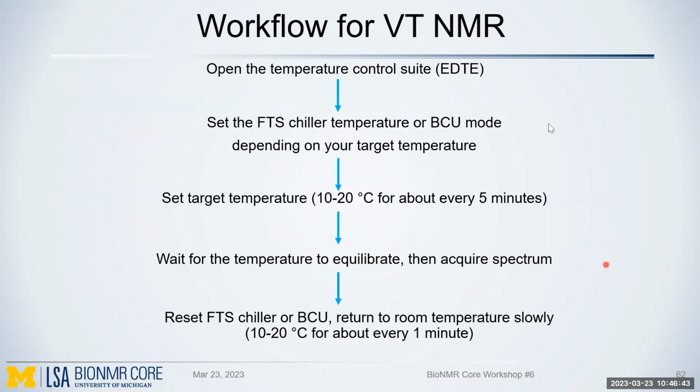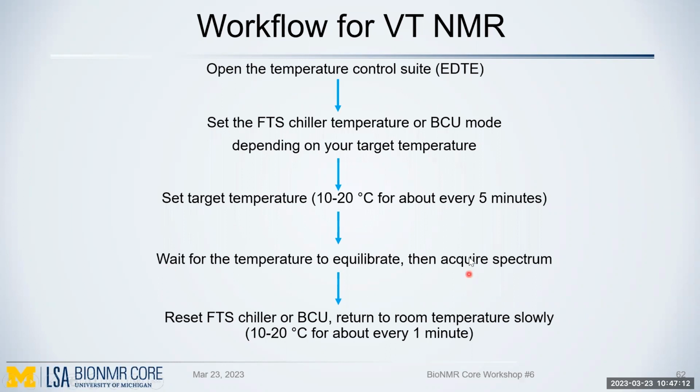Finally, this is a workflow for running VT NMR manually. This summarizes what we just went through in these slides. First we open the temperature control suite using EDTE. Depending on the target temperature you want to set, you may want to change the FTS chiller temperature or change the BCU mode. Then we'll set the target temperature. Make sure you set it incrementally, so 10 to 25 degrees Celsius about every 5 minutes.